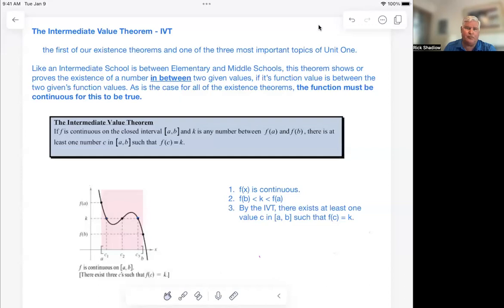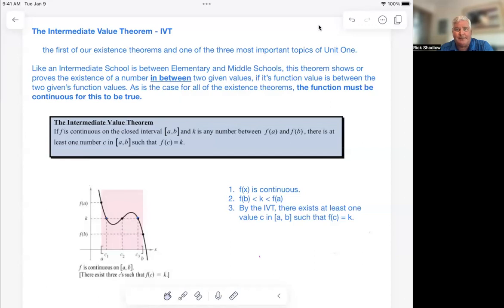Our last of the Unit 1 videos then today. This is the intermediate value theorem. I believe it's topic 1.16 in Unit 1. And this is the first of our three existence theorems. And again, one of the three most important topics of Unit 1.